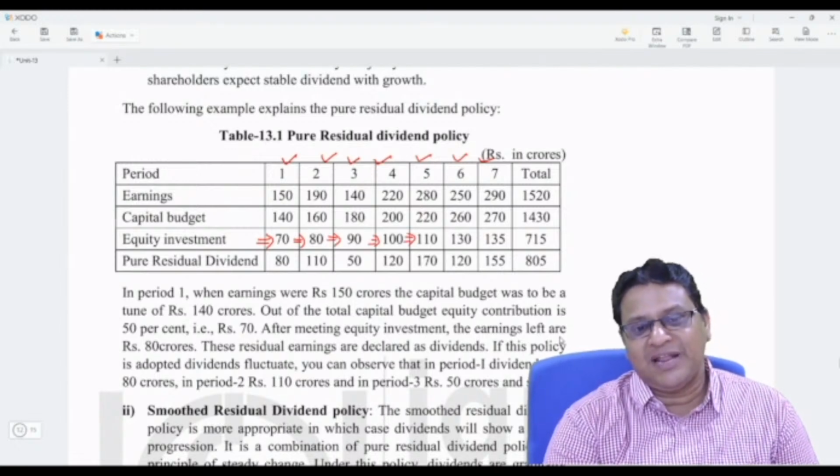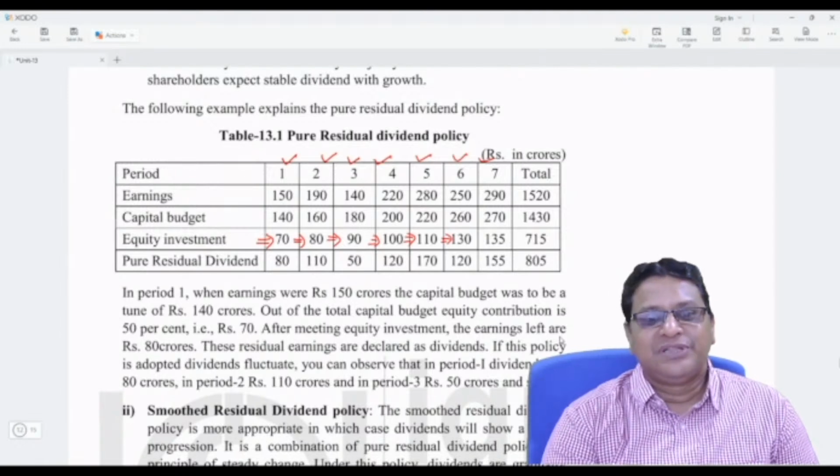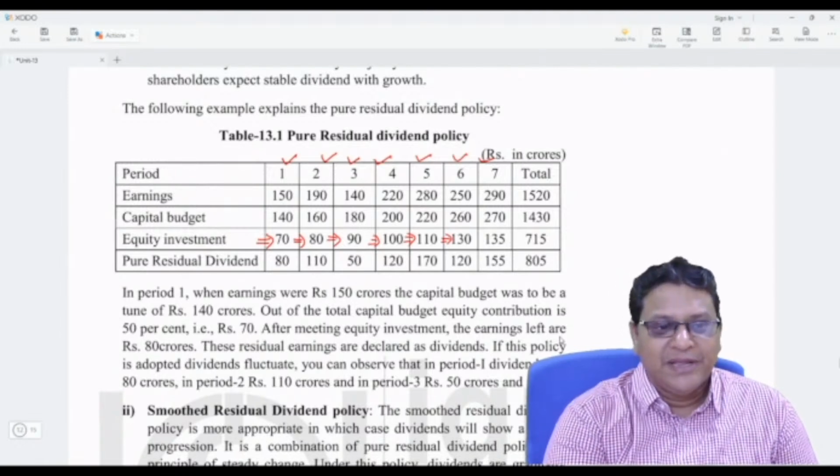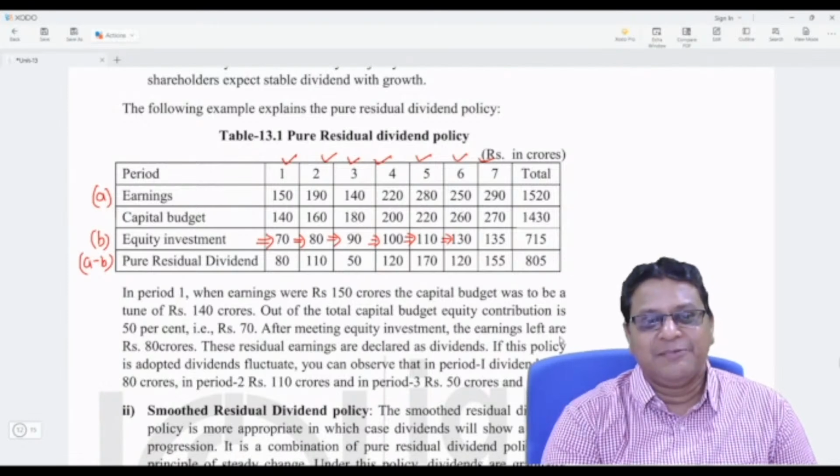How much internal finance is to be used? Then the dividend amount will be the difference between earning and equity investment. A minus B will be your pure residual dividend. 150 minus 70, that is 80.